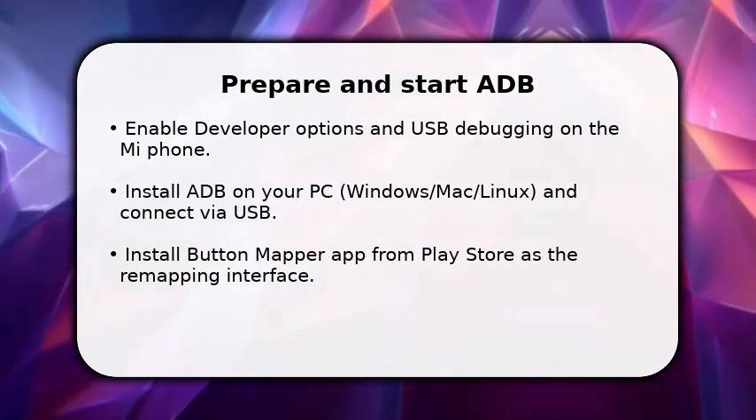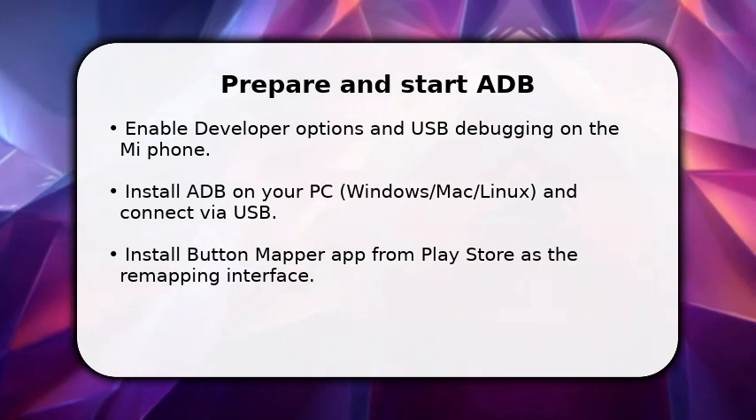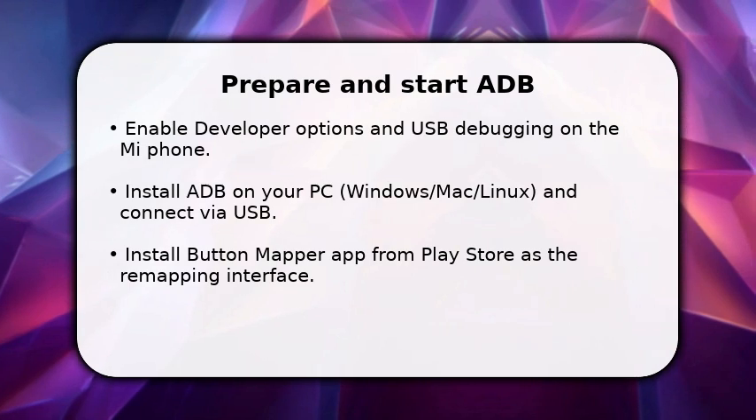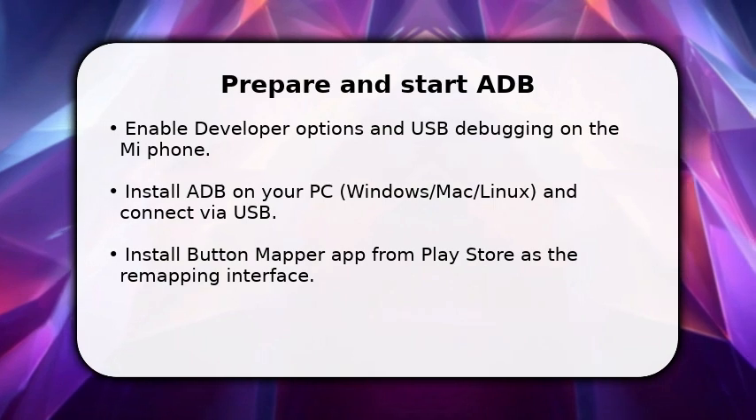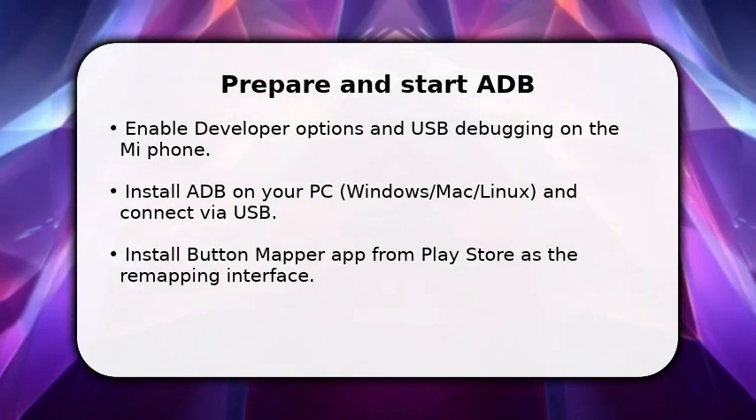Make sure the phone shows USB debugging authorization. If it does not, replug and approve the RSA prompt. This gets you into the only reliable path for remapping volume buttons on MIUI.